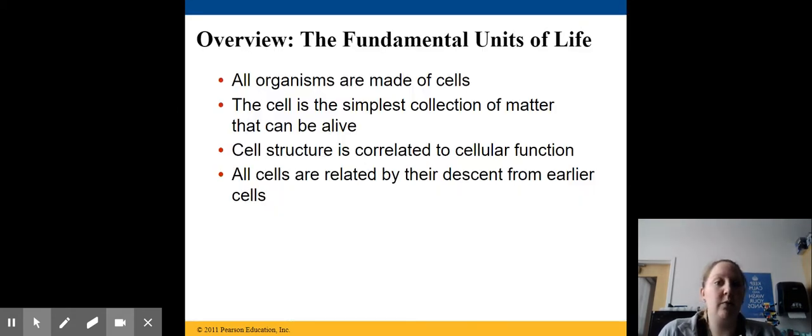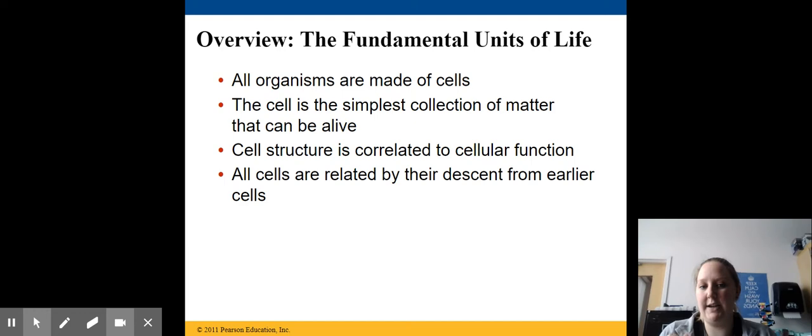So we started by talking about the four fundamental units of life, something that we call the cell theory. The first is that all organisms are made up of cells. The second is that the cell is the simplest collection of matter that can be alive, meaning that one cell alone can stand as a living organism. The third is that cell structure is correlated directly to cell function, and all cells are related by their descent from earlier versions of that cell. So these four things put together are what we now know as cell theory.